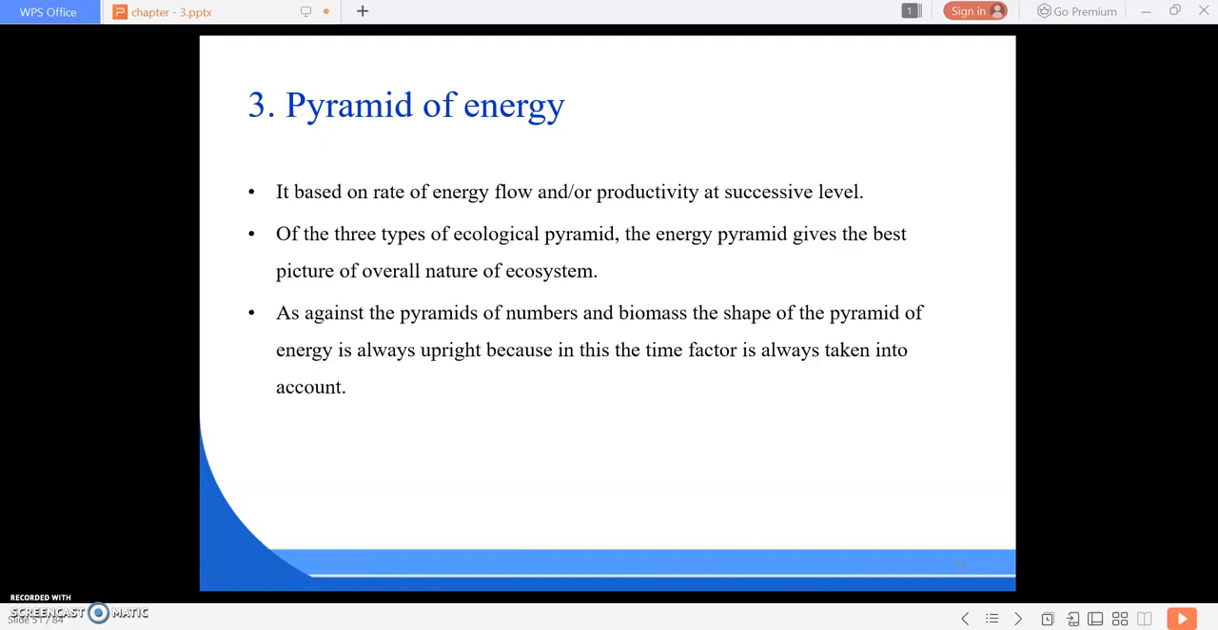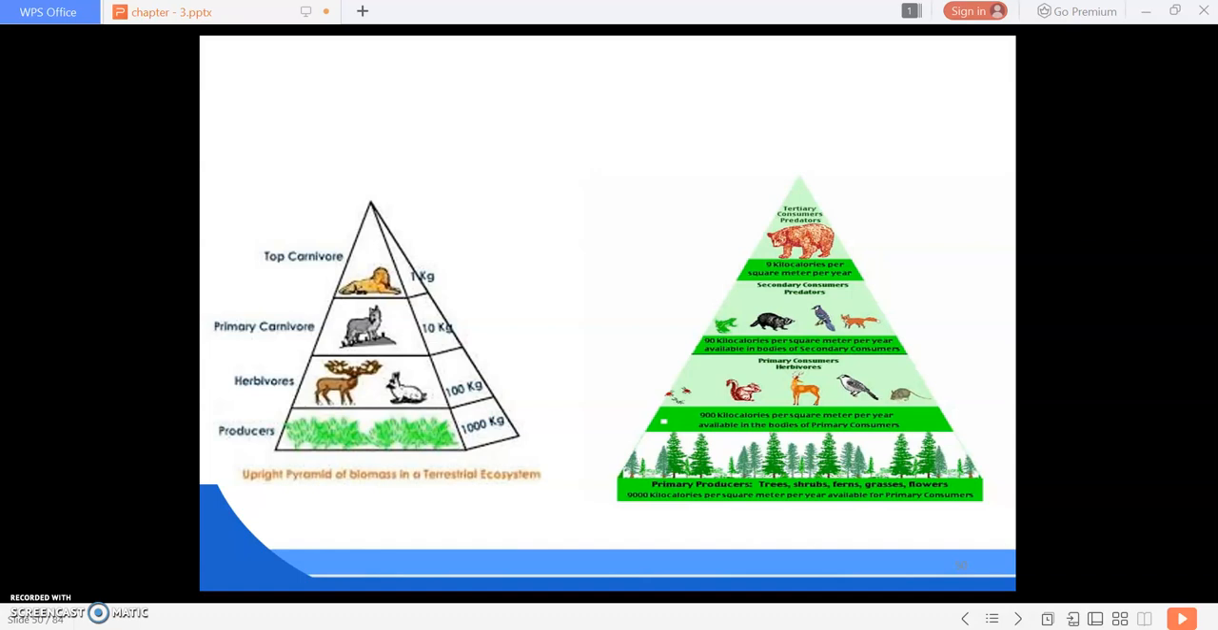First of all, the producer biomass was 9,000 kilocalories. Then it comes to the primary consumers, which is 900 kilocalories. Then the secondary consumers 90 kilocalories, and then the tertiary consumers 9 kilocalories. In this way, the amount of biomass is decreasing as we go up in the pyramid.